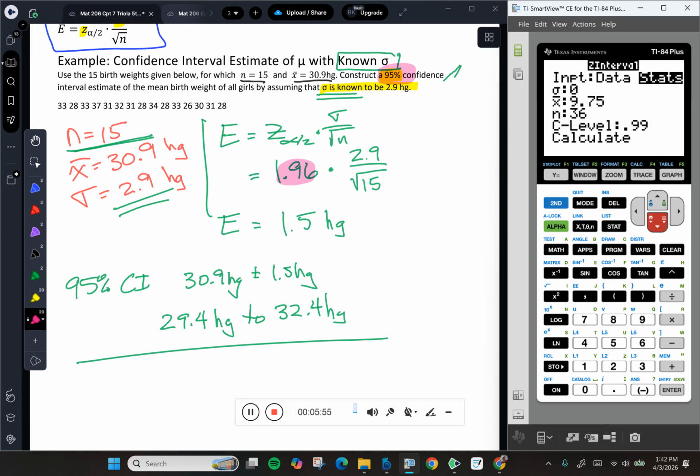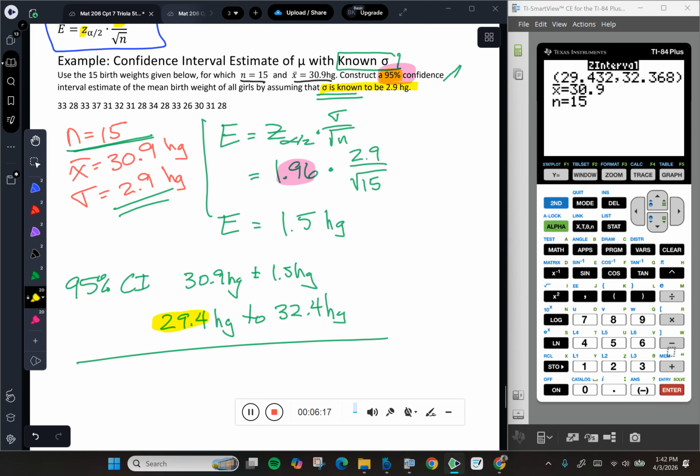My population standard deviation is somehow known to be 2.9. My sample mean is 30.9. My sample size is 15, and the confidence level that I'm supposed to work with here is 95. I calculate, and you'll see I get my 29.4 matches here to 32.4 matches here when rounded to that one decimal place.